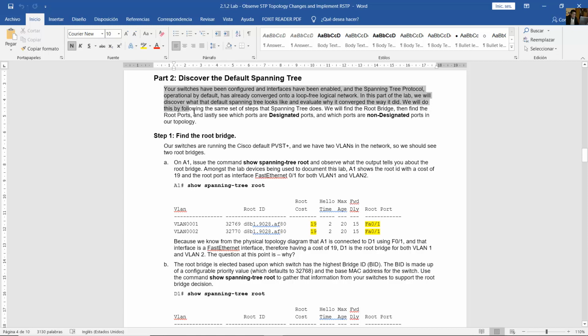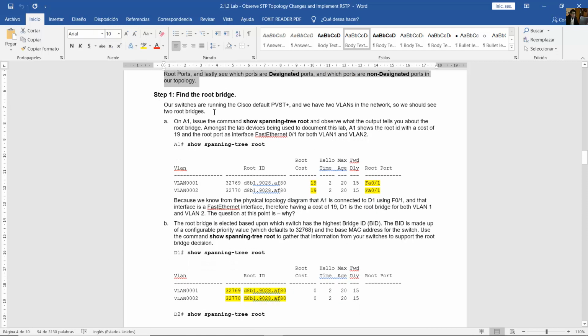We will do this by following the same set of steps that the spanning tree does. We will find the root bridge, then find the root ports, and lastly see which ports are designated ports and which ports are non-designated ports in our topology.